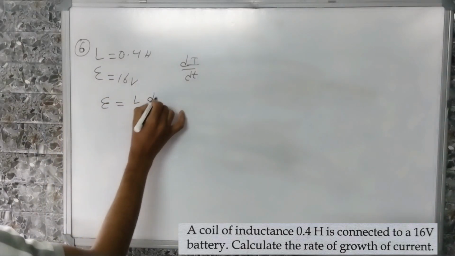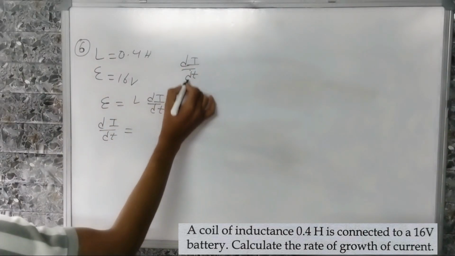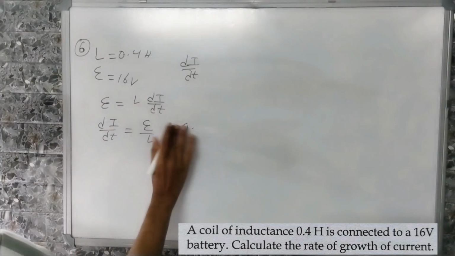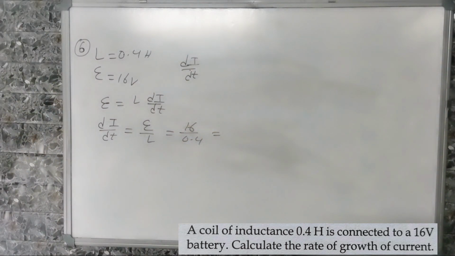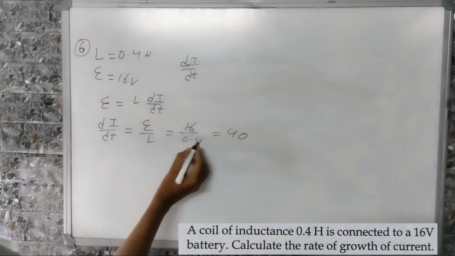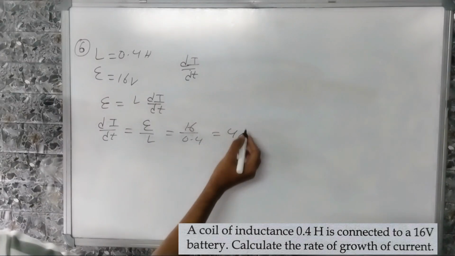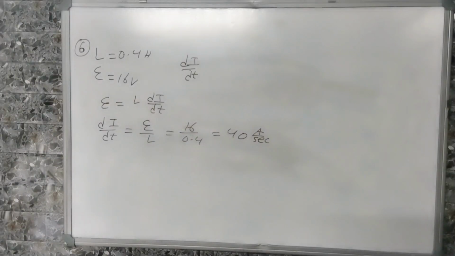So we know E is equal to L di by dt. So di by dt is the rate of flow of current. Di by dt is asked, so di by dt is E by L, E is 16 by L is 0.4, which becomes how much? 40. 0.4 means 4/10, 10 goes up, 160 divided by 4, that is 40 ampere per second. The rate of current is asked, so write 40 ampere per second. Next problem.